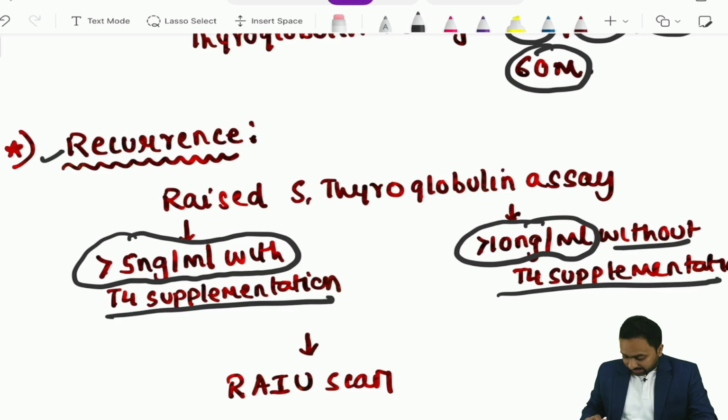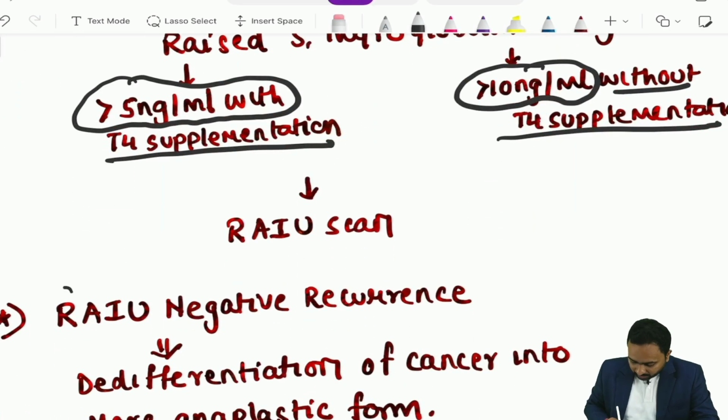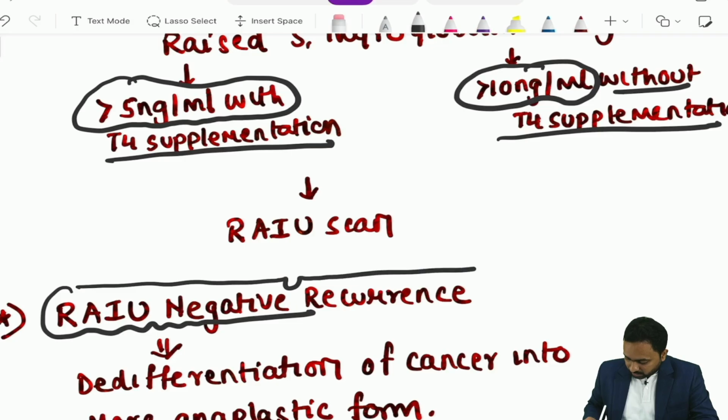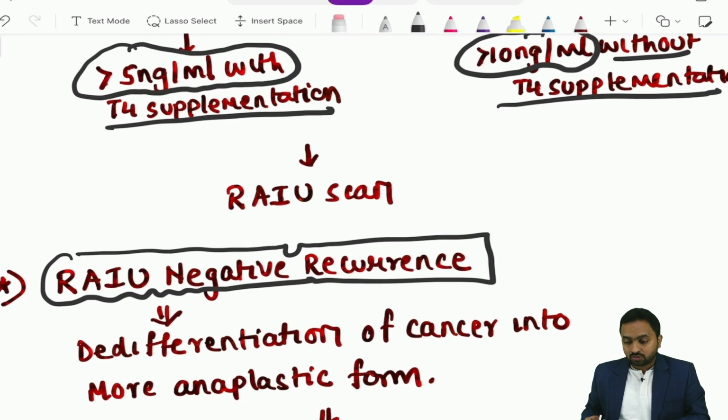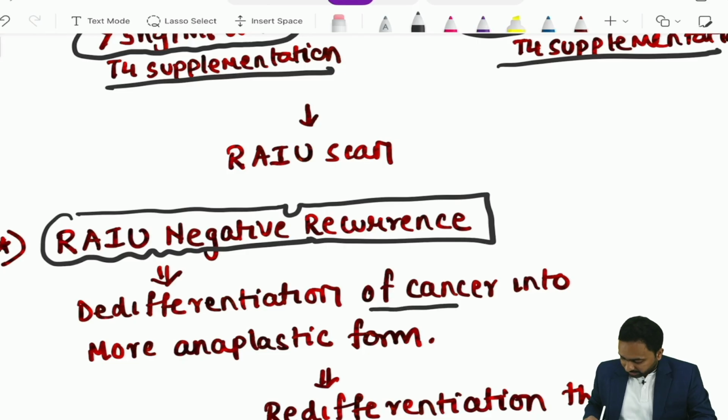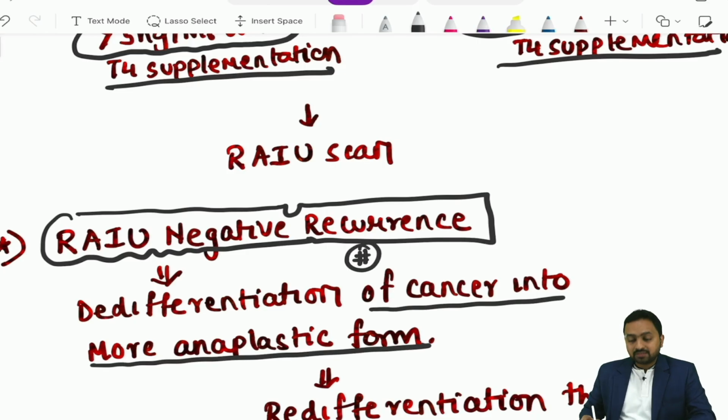Now, there is an entity where the radioactive uptake scan is negative, but there is a recurrence. So, why would it occur? This occurs because of dedifferentiation of cancer into a more anaplastic form. So, please remember that negative radioactive iodine uptake recurrence is associated with dedifferentiation of the cancer into a more anaplastic form.